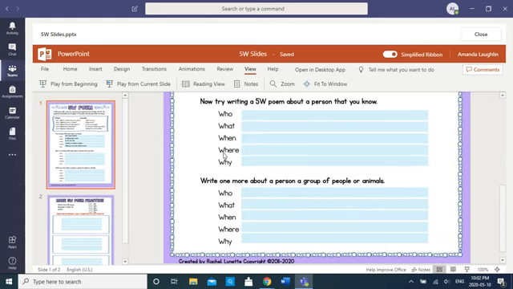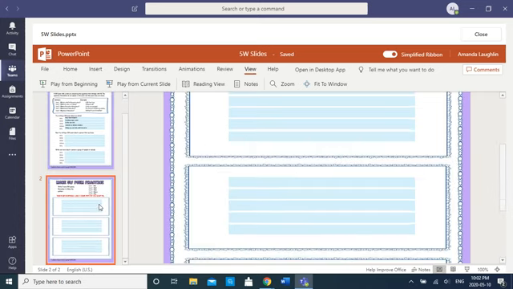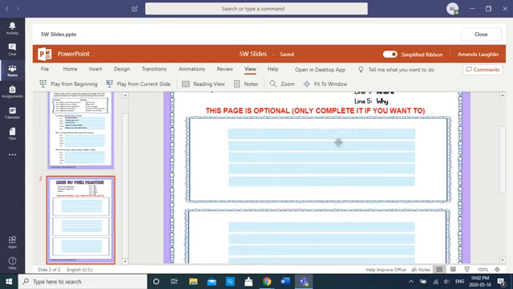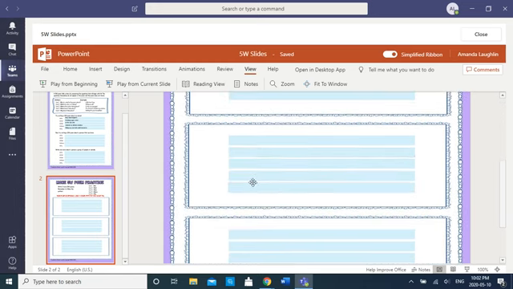If you're having fun with these poems and you'd like to do a couple more, you can toggle over to the second page. It is optional, like it says at the top, but you're more than welcome to write a few more poems if you'd like me to see a little bit more of your work.